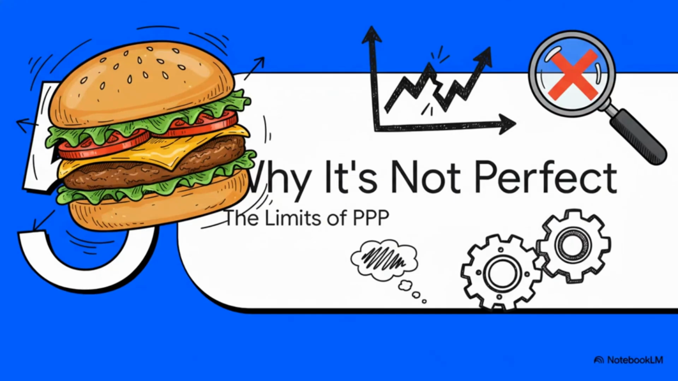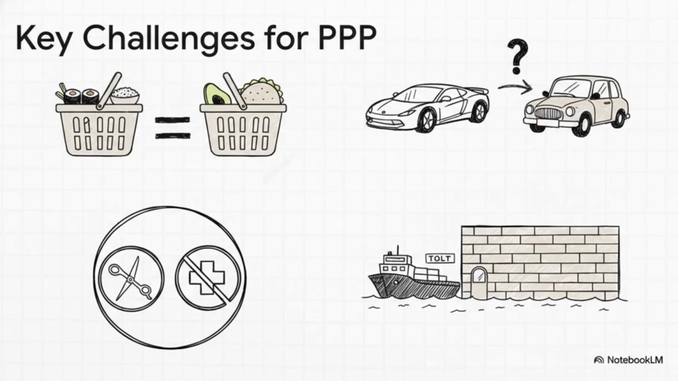But obviously, we can't base all of economics on burgers. The Big Mac Index has its limits, and you know what? So does the more official PPP calculation. It's an incredibly powerful tool, but to use it wisely, we have to understand its flaws. Right, so there are some big challenges.